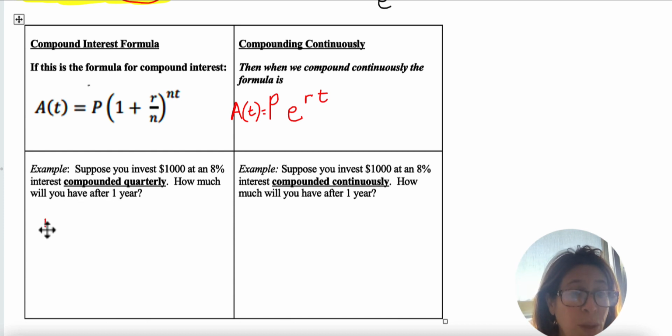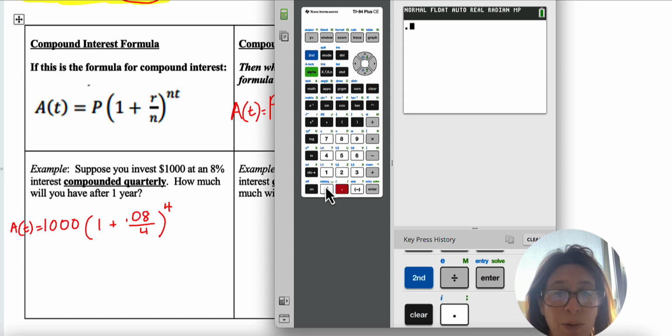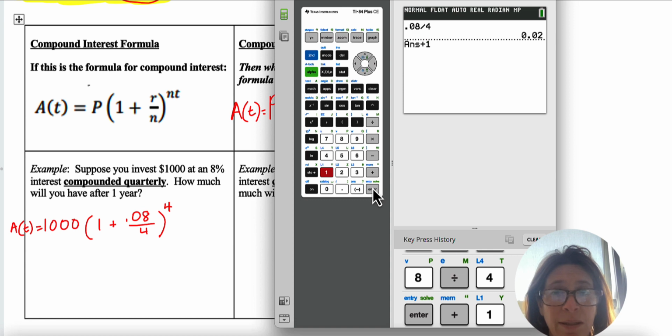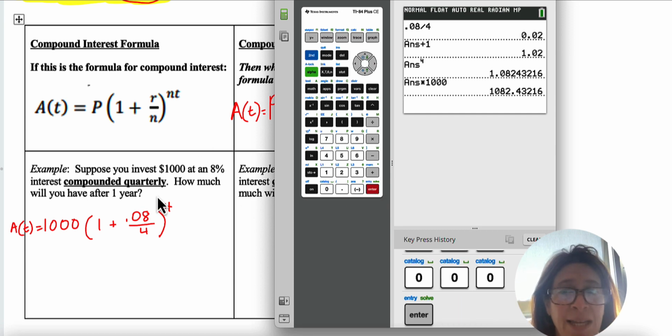Well, our equation would be A of t equals 1,000 times 1 plus 0.08 divided by 4, to the 4 times 1, so to the 4 power. Okay, let's evaluate that. Let me get that calculator out. So 0.08 divided by 4 plus 1, raised to the 4, times 1,000. Now I could do this all in one step, but the reason I'm doing it this way is I want to make sure you see the proper order of operations that have to take place. So we get about 1082.43.